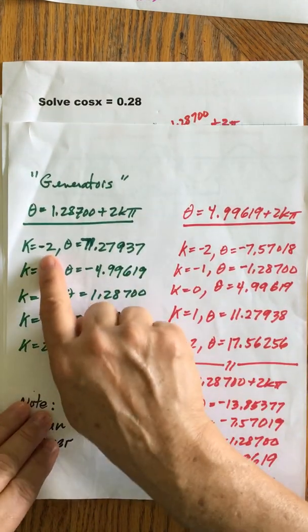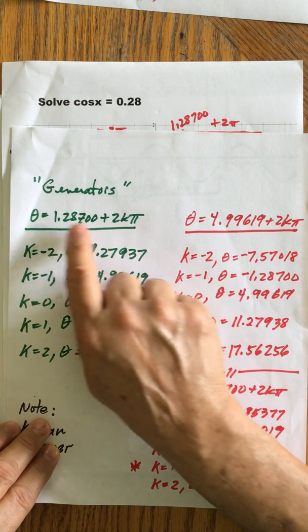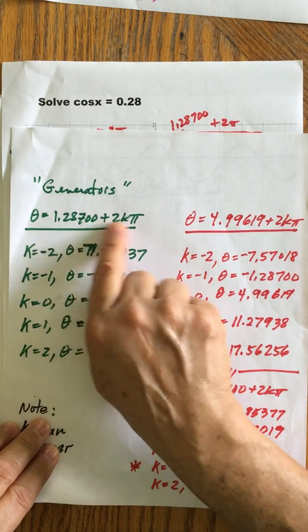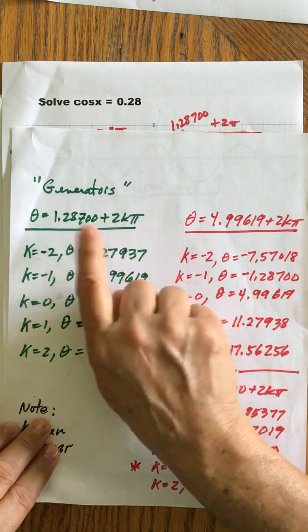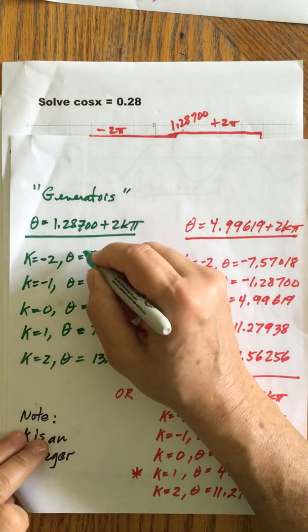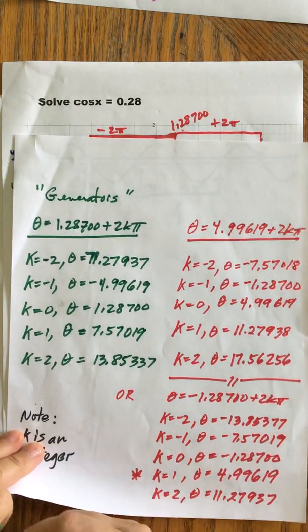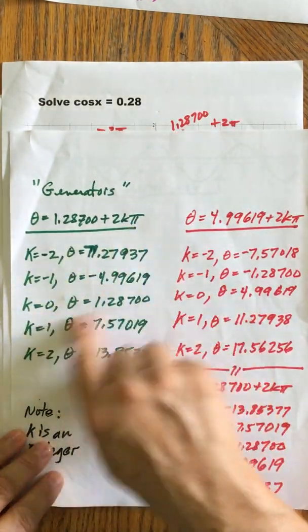So if you start putting in values of k, when you put in -2, you're going to have 1.28700 plus 4 pi. Oh, I'm sorry, that would be positive. Never mind. Or no, that would be negative if I put in -2. Sorry, that would be negative, yeah. And so on and so forth. I put in -1 and so on and so forth.